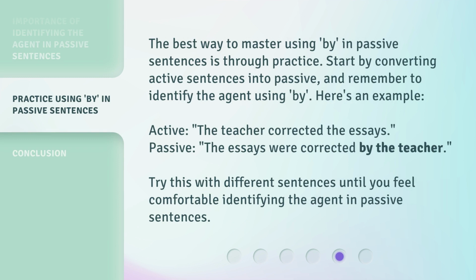The best way to master using by in passive sentences is through practice. Start by converting active sentences into passive, and remember to identify the agent using by. Here's an example. Active: the teacher corrected the essays. Passive: the essays were corrected by the teacher. Try this with different sentences until you feel comfortable identifying the agent in passive sentences.